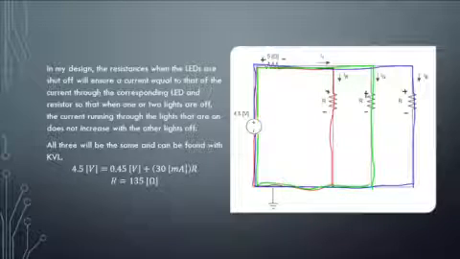Now we have to solve for the remaining resistors. In my design, the resistances when the LEDs are shut off are supposed to ensure a current equal to that of the current through the corresponding LED and resistors, so that when 1 or 2 lights are off, the current running through the lights that are on does not increase or decrease and therefore remains at its maximum brightness. Since the current through each is 30 milliamps, all 3 resistors are the same value. They can be found using KVL loops. This value is found to be 135 ohms.